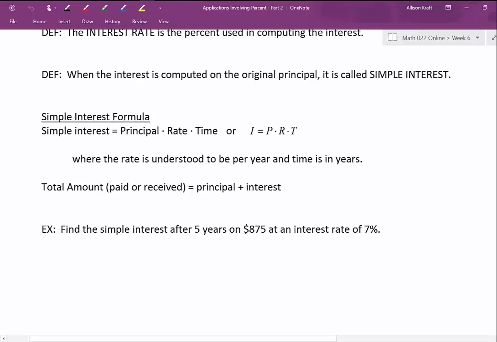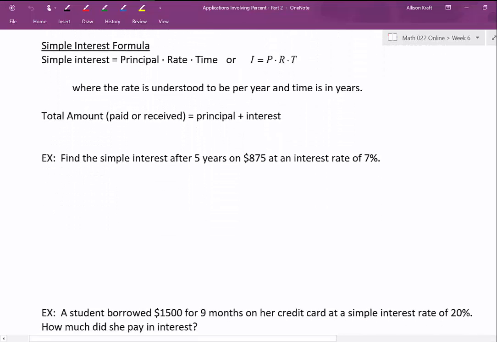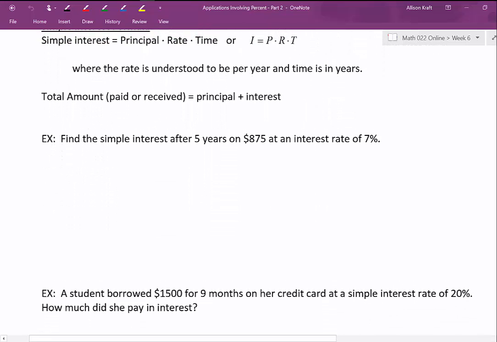When the interest is computed on the original principal only, it is called simple interest. The formula for simple interest is simple interest equals the principal times rate times time, or I equals PRT, where the rate is understood to be per year and the time is in years. If time is given in months, you need to convert it to years by dividing by 12. The total amount paid or received is equal to the principal amount plus the interest.